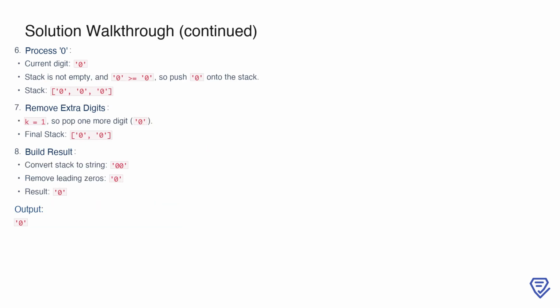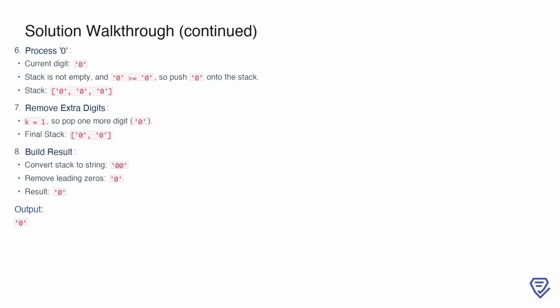The next digit, another 0, is processed. Since 0 is equal to the top of the stack, we simply push it onto the stack. This results in 0, 0, 0. Now, with k equal to 1, we must remove one more digit to satisfy the requirement. We pop the top digit, 0, from the stack, leaving 0, 0.